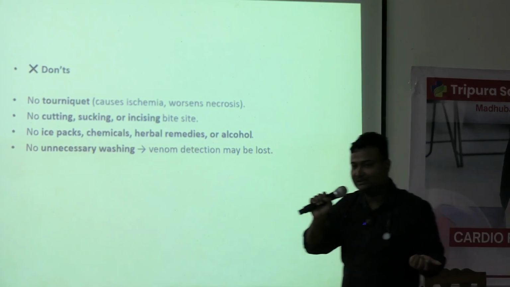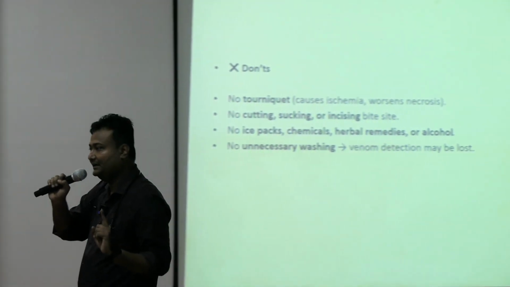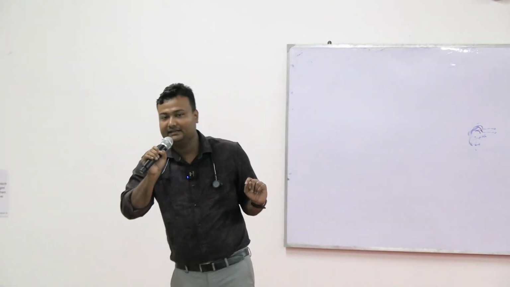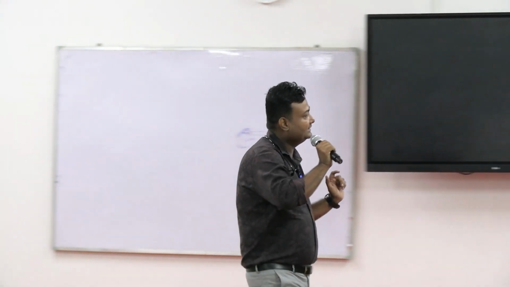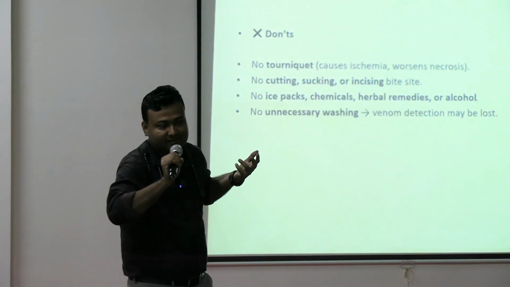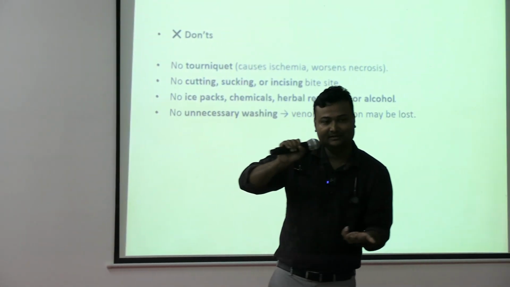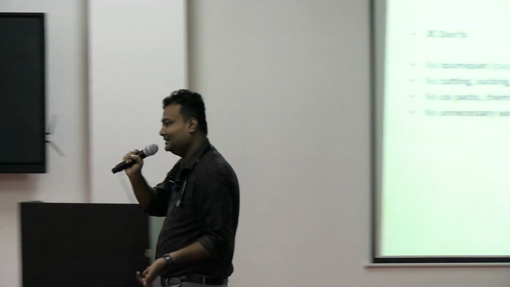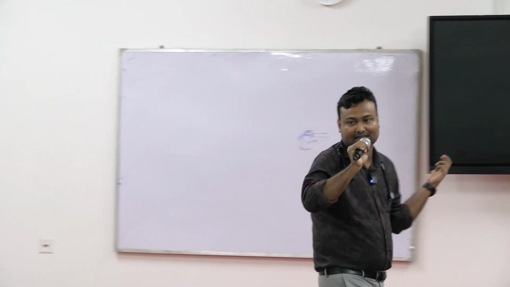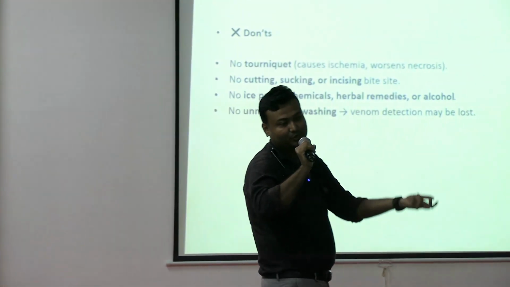What we will not do, first and foremost, is you should not apply any tourniquet. In localities, there is a common practice of applying a tourniquet, thinking that the poison will not travel to the other part of the body. If it is a snake bite in the leg, the patient will apply it just above the bitten site. But by applying a tourniquet, you are basically harming more. How?